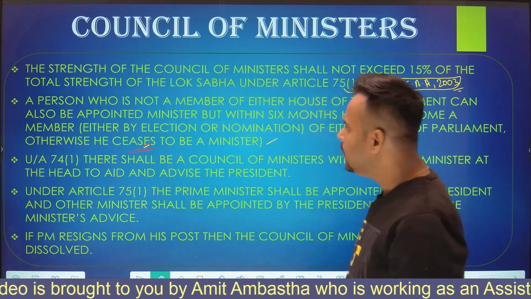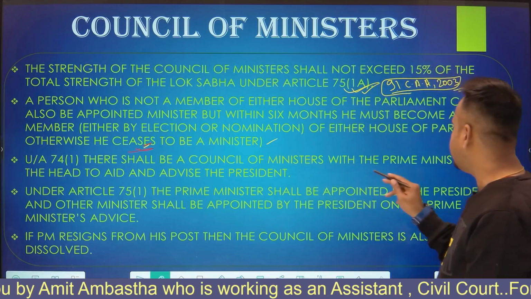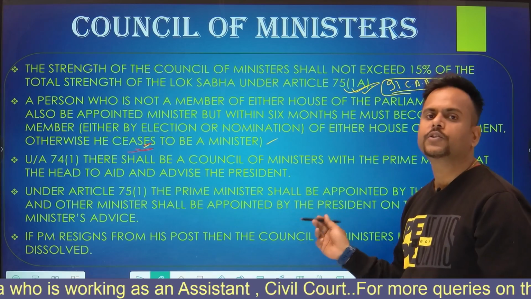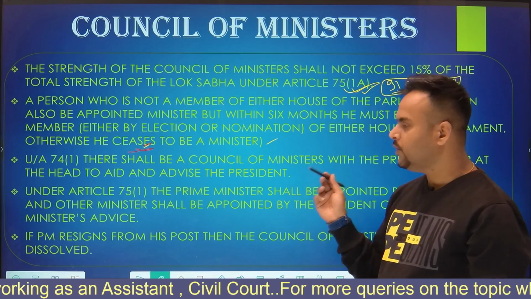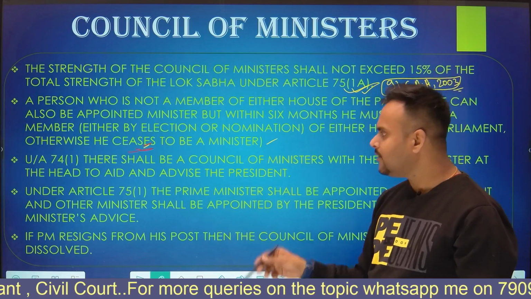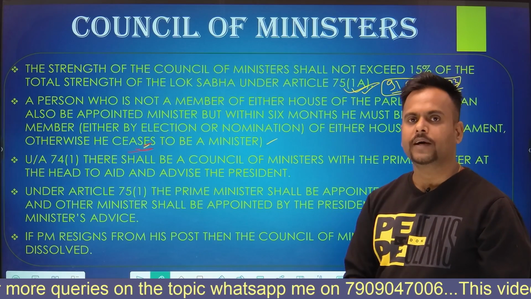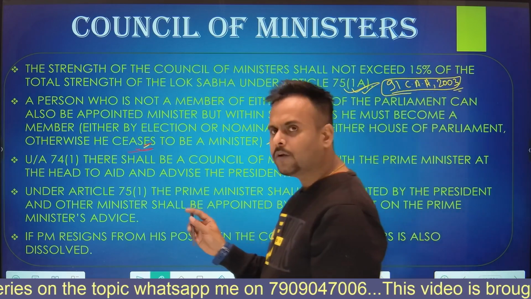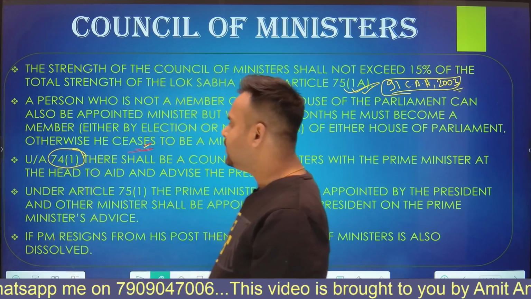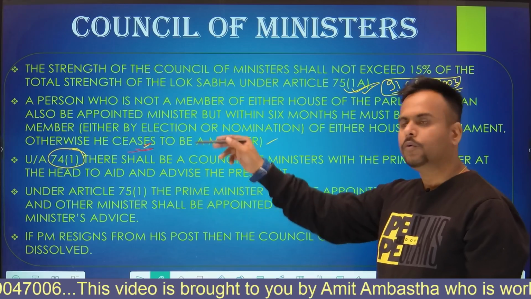Now, under Article 74(1), there shall be a Council of Ministers with the Prime Minister at the head to aid and advise the President. In our Indian Constitution, Article 74(1) emphasizes that there shall be a Council of Ministers headed by the Prime Minister to advise the President. So this article also becomes important. Sometimes it is asked in a question under which article it is written that there shall be a Council of Ministers headed by the Prime Minister. Then your answer will be 74(1).